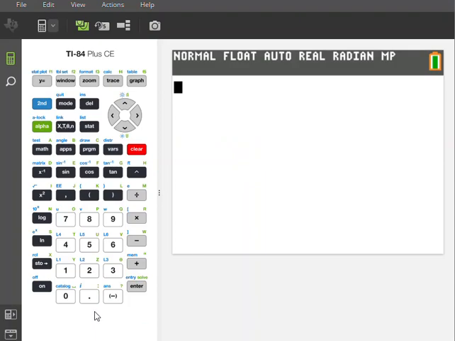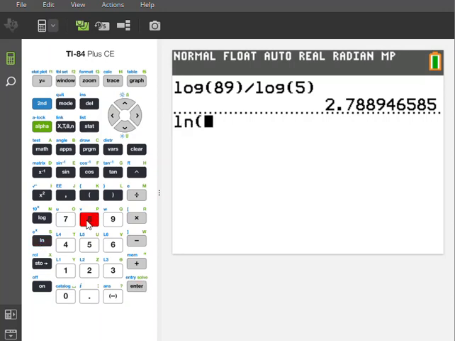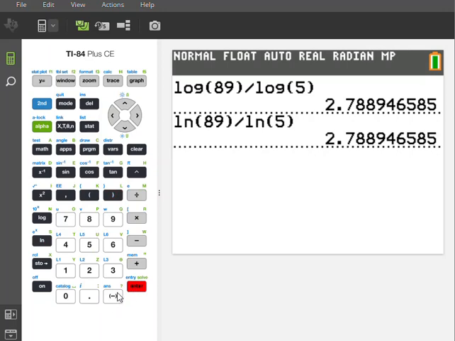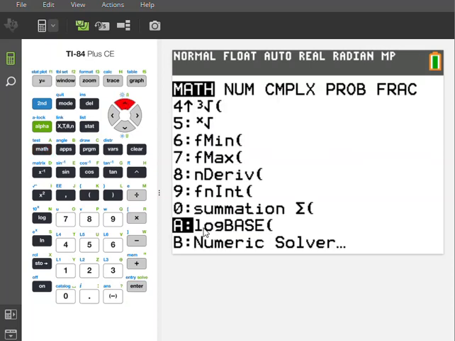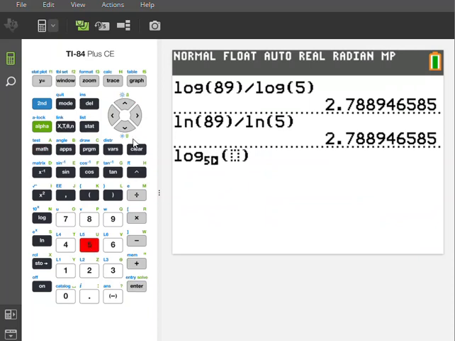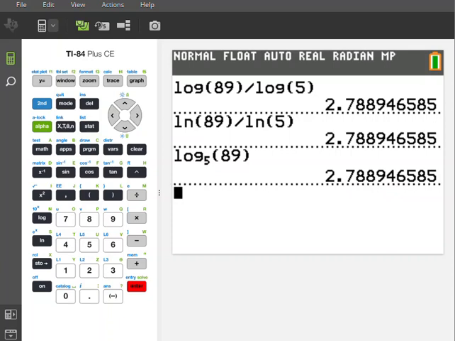If you're using the calculator to evaluate this, you can just type log of 89 divided by log of 5, or you could type natural log of 89 divided by natural log of 5. The current model of calculator that we have does have a button for log base. If you go to Math, Log Base, it will let you type in the base. You can see that all of these are equivalent. So this is approximately equal to 2.789.